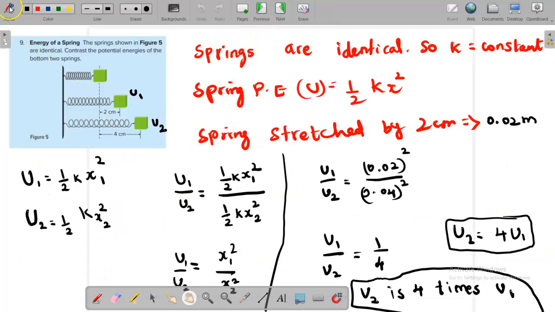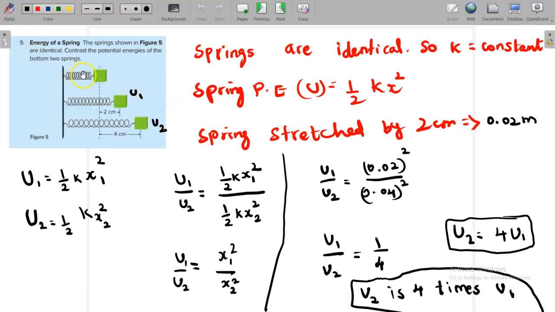Now we have a question related to this. Here is the equilibrium, and it is stretched by 2 centimeters, and stretched by 4 centimeters. Now we are comparing the spring 1 energy and spring 2 energy. Spring 1: half k x1 square. Spring 2: half k x2 square. k is constant because we are using the same spring, so you can cancel k, and cancel half and half. So when you divide these two, finally you will get x1 square over x2 square.